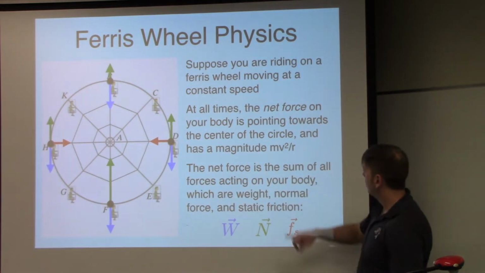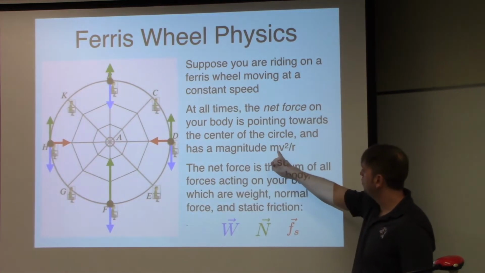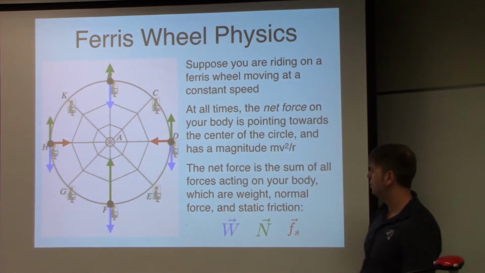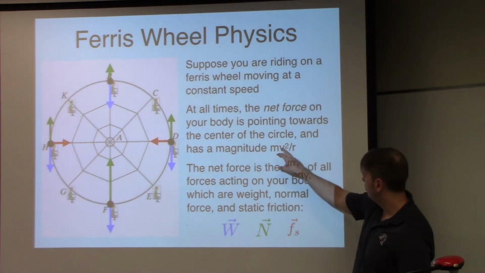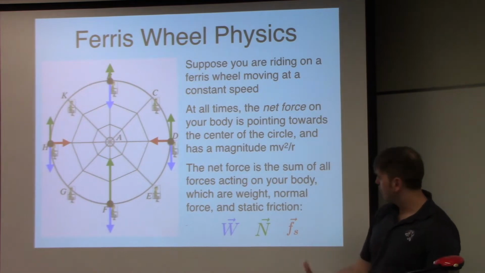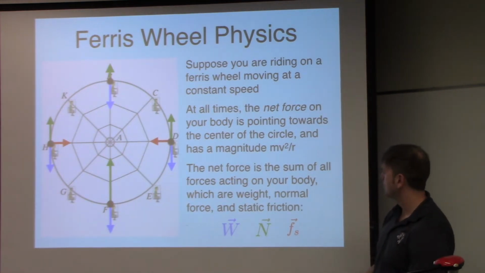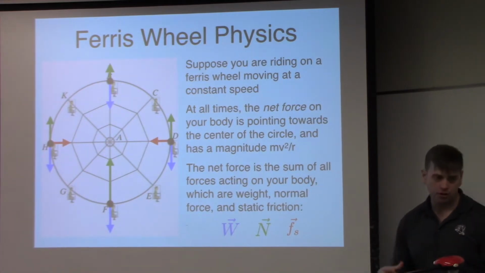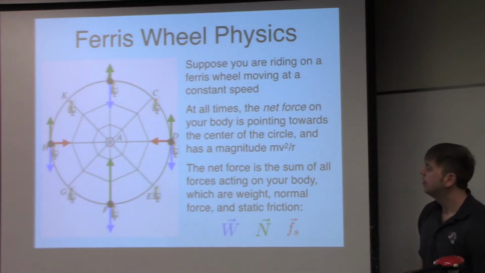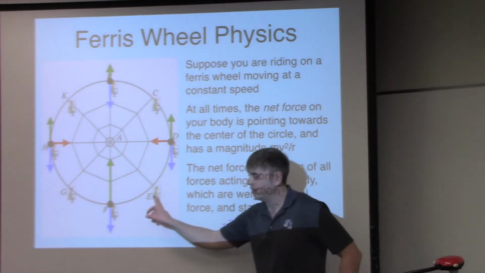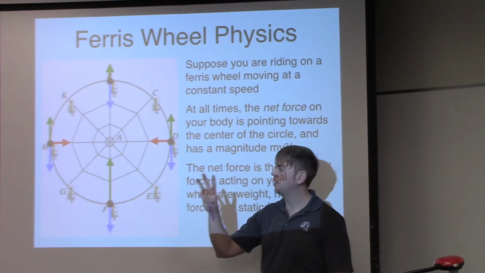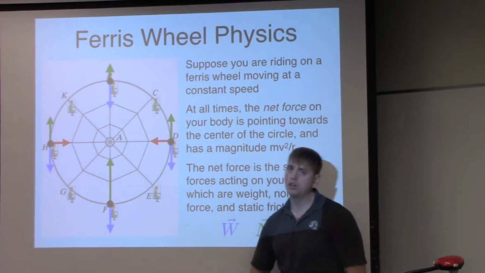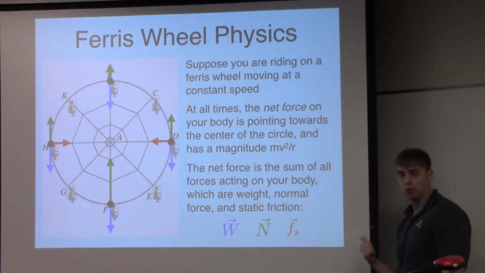As we've seen in previous examples, the magnitude of that net force is m times v squared divided by r, because v squared divided by r is our centripetal acceleration. But the net force is nothing more than a sum of all the different forces acting on your body. So if you're sitting in a seat like this, there are 3 forces that we have to consider. The first one, the most obvious, is gravity, or the weight.